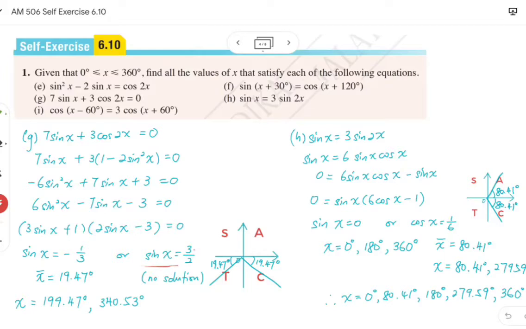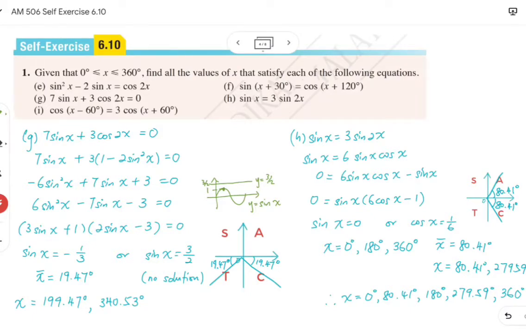For sine x equals 3 over 2, from the graph of sine x, our maximum value is only 1. 3 over 2 is above 1, and we see no intersection of y equals 3 over 2 and y equals sine x. Therefore, we have no solution for sine x equals 3 over 2. Therefore, we have only two answers, which are 199.47 and 340.53 degrees.